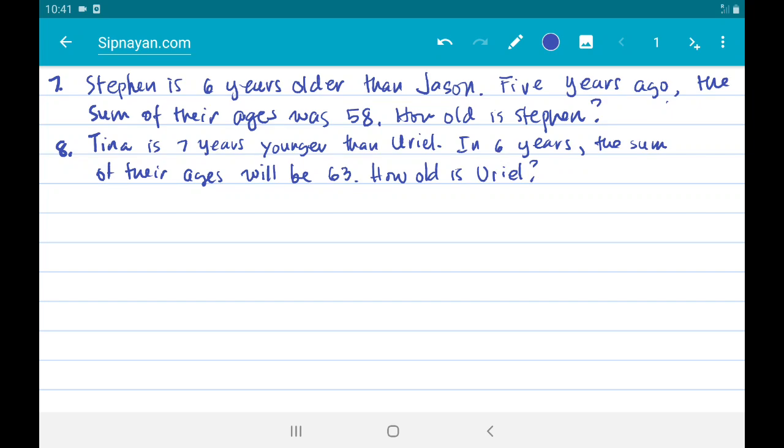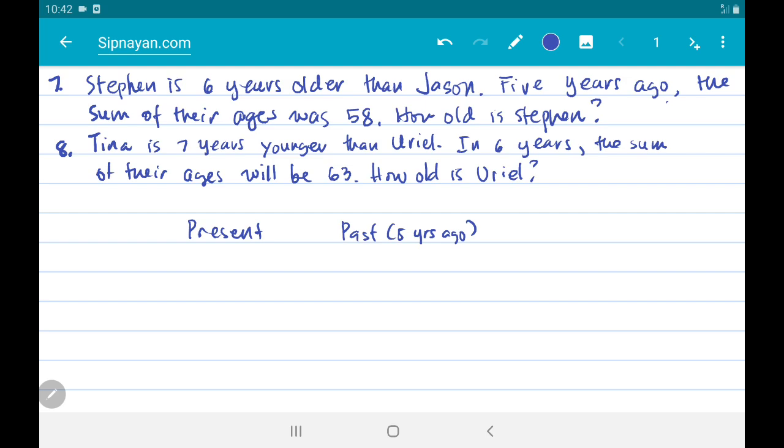So Stephen is 6 years older than Jason. 5 years ago, the sum of their ages was 58. How old is Stephen? So again, katulad nung previous problems, meron tayong present, at saka meron tayong it's either future or past. So dito, past yung nandito. So present, saka meron tayong past which is 5 years ago. Okay? So yun yung time natin.